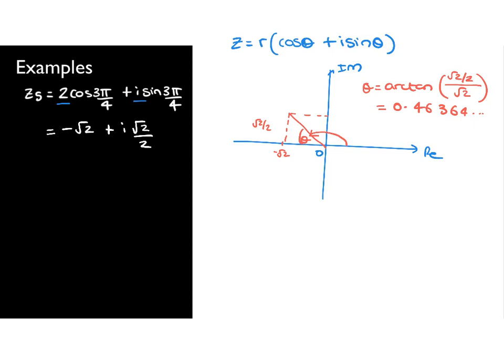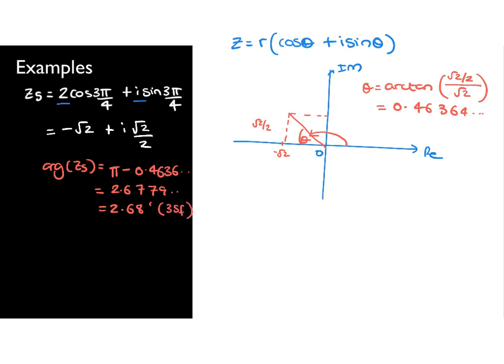And of course, the argument of z5 is then equal to pi minus 0.4636. So we get the obtuse angle, which is then equal to 2.6779, or 2.68 radians to 3 significant figures.